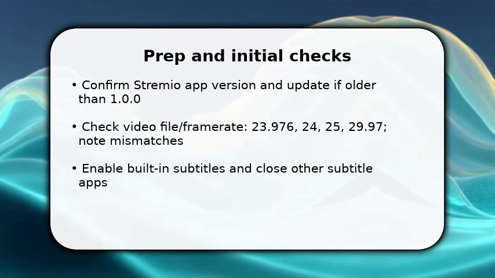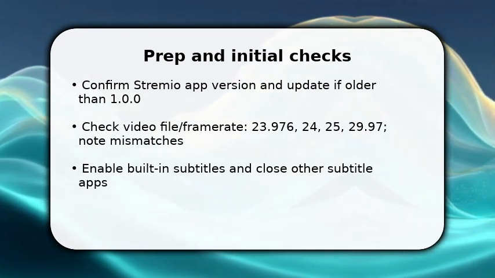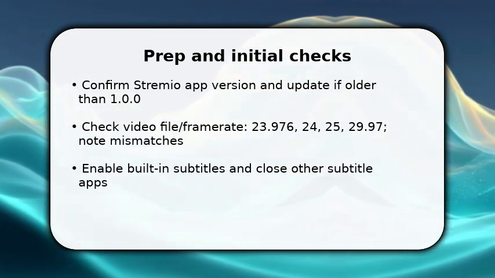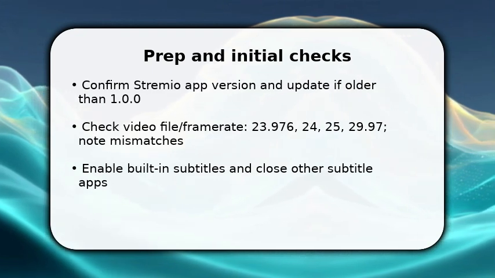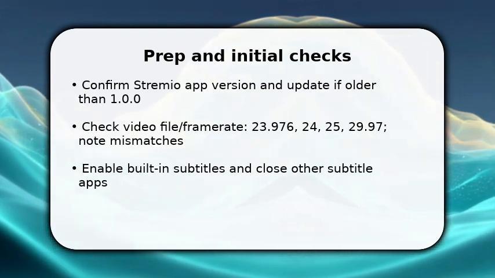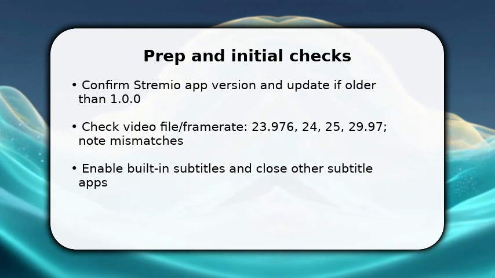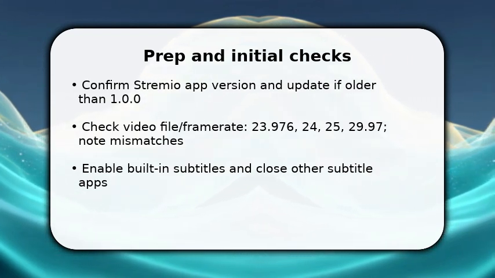Once done, enable Stremio's internal subtitle renderer and disable any external subtitle plugins to avoid conflicts. Make sure the subtitle file encoding and language match the media. These initial checks eliminate most problems.